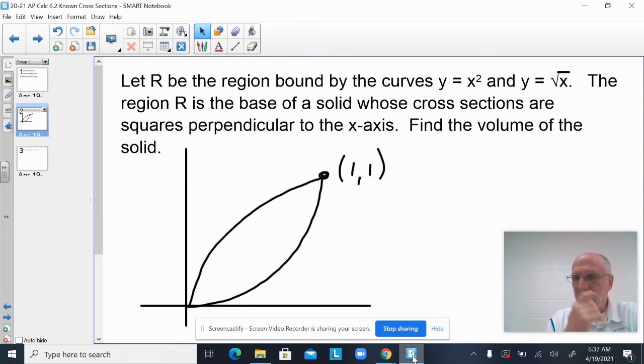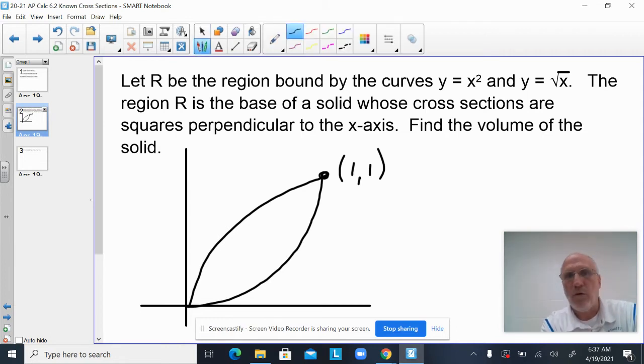So I sketched the region. The top is y equals root x, and then the parabola y equals x squared. But we're not rotating this around anything. We are just creating a solid. So, just like before, I'm going to draw one typical cross-sectional rectangle. Let's go just right about here. It doesn't really matter where I go.